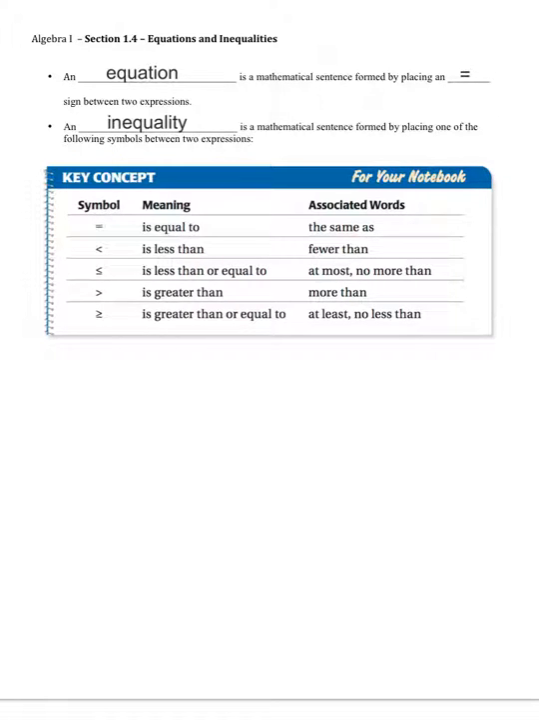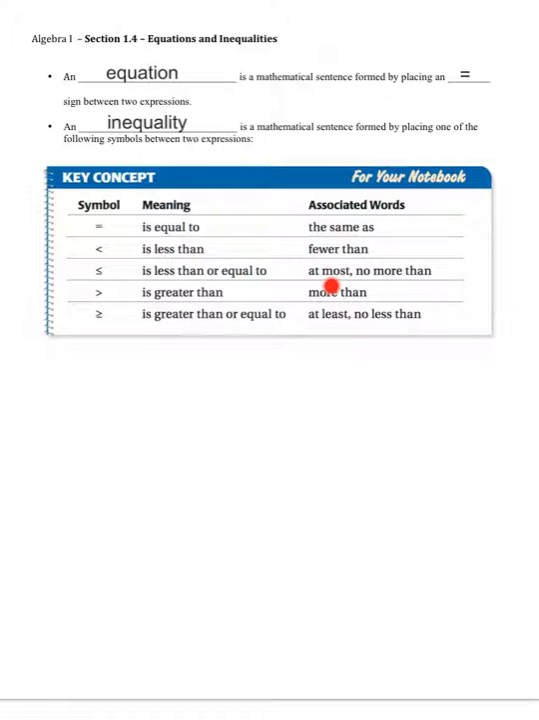Next, we have a less than sign. If you notice, a less than sign does not have a line underneath it, and the associated words you would have with this are fewer than. Next, we have a less than or equal to sign. Notice that there is a line underneath this one. The words to associate with that would be at most, which is very confusing to kids at times.